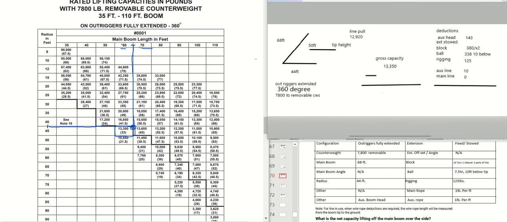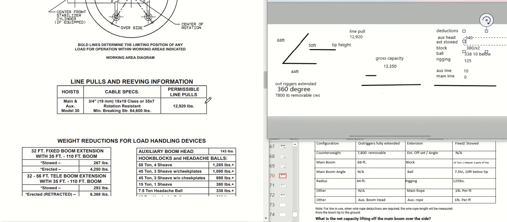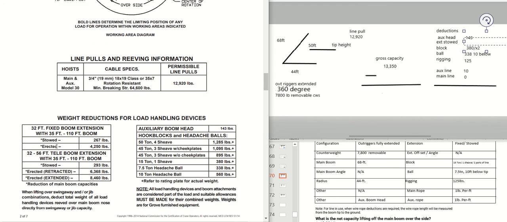Our deduction that I forgot is our fixed stowed jib. And this is where labeling everything comes in super handy, because when you forget a deduction, you can put it in. So we're going to go up here to our deductions page. We're going to find that deduction. So this is the fixed stowed extension. So it's the 32 foot fixed stowed extension, and it's stowed. So that is 267 pounds. So we're going to go ahead and put 267 pounds in there. And that's where it comes in super handy, making sure you write everything down.